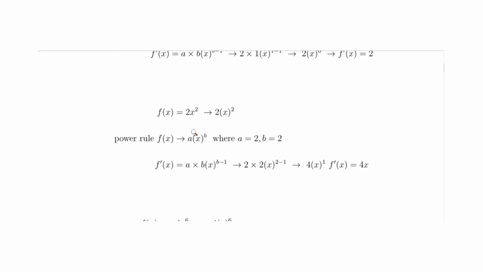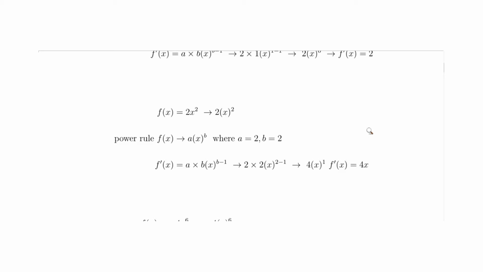So we've got a times b, and the b is reduced by 1. That's basically what's going on here. So 2 times 2 times x to the power of 2 minus 1. So that gives us 4 times x to the power of 1, which is basically 4x. So hence the first derivative is 4x.